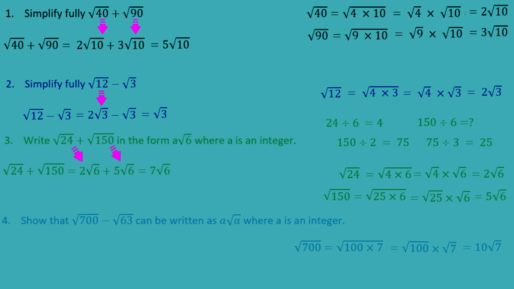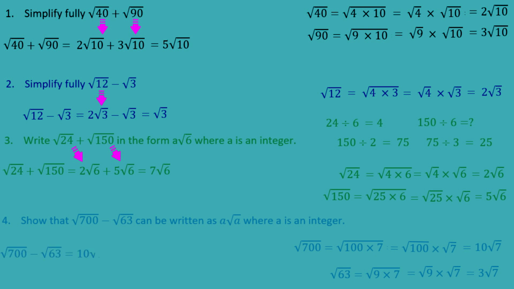The highest square factor of 63 is 9. Root 63 becomes root 9 times 7, which is root 9 times root 7. Root 9 is 3, so root 63 simplifies as far as possible to 3 root 7.